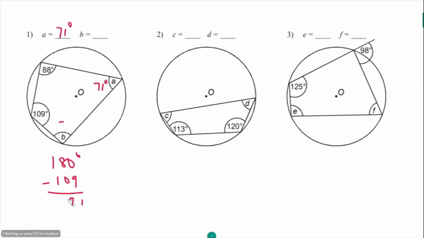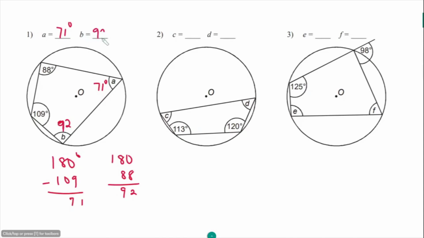To work out angle B, I'm going to subtract 88 from 180, and that's going to be 92. Correct. So angle B is going to be 92 degrees.